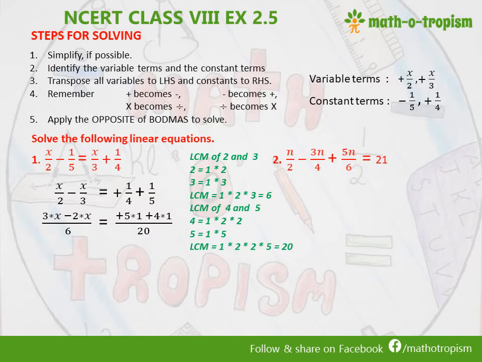We will maintain the signs in between before the terms. So for example, x by 3 had a minus before it, so that is why we are putting minus 2 into x. Now how did we get 3 and 2?